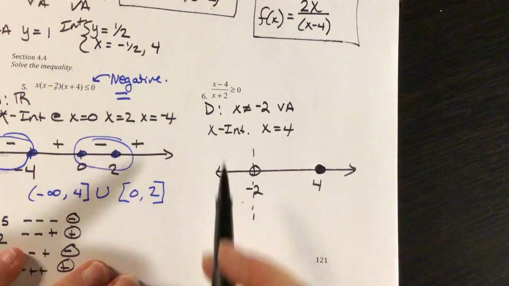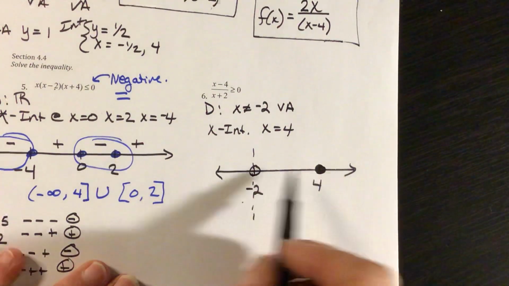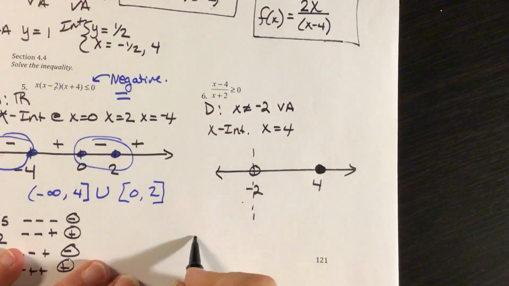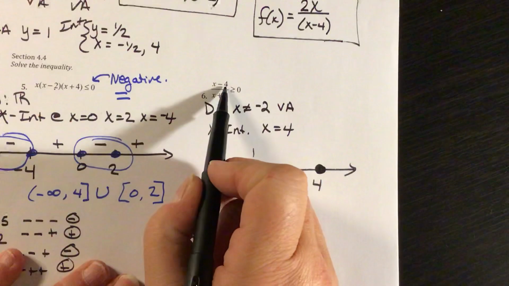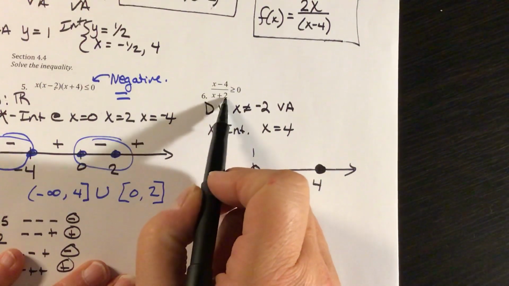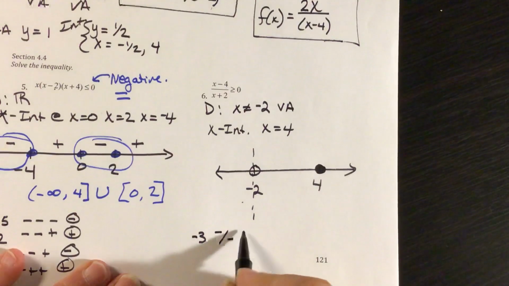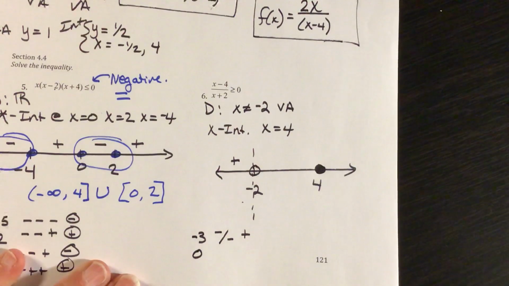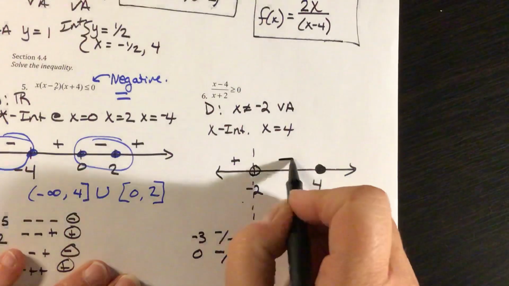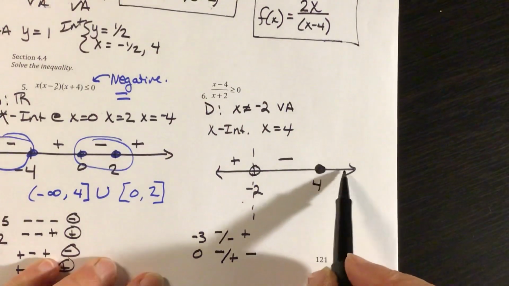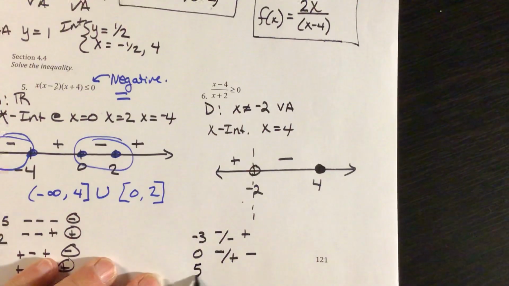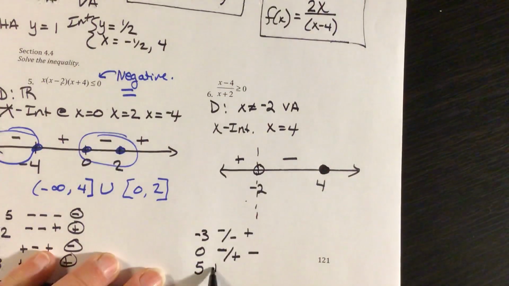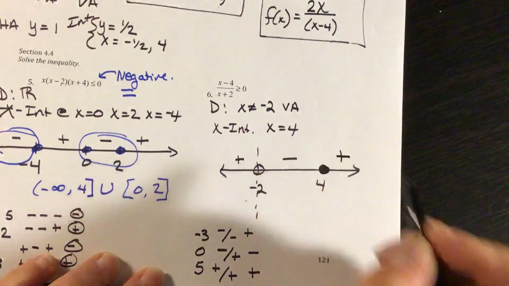So let's determine our positive and negative regions. So at -3, -3 minus 4 is -7 over -1. Negative over negative is a positive. Between -2 and 4, I'll try 0. And I get -4 over +2. That's a negative region. And a number bigger than 4 is 5. 5 minus 4 is 1. That's positive. 5 plus 2 is 7. That's positive. And this region is positive.